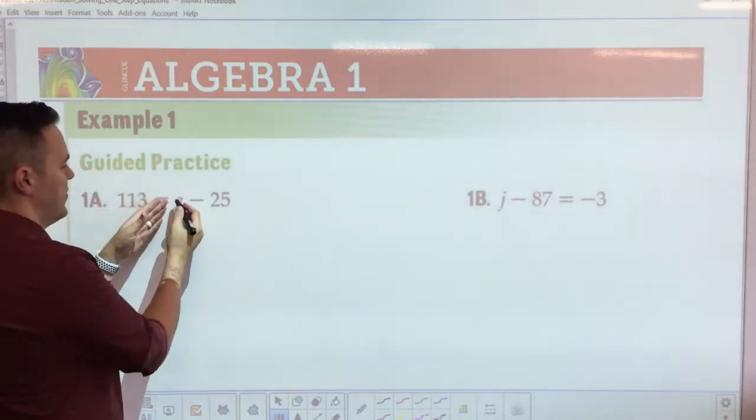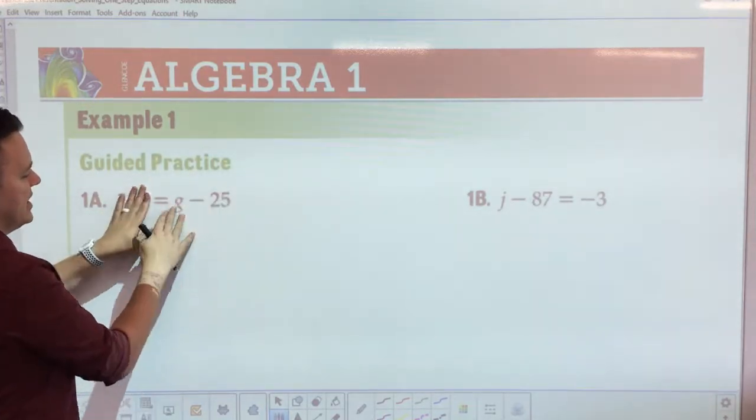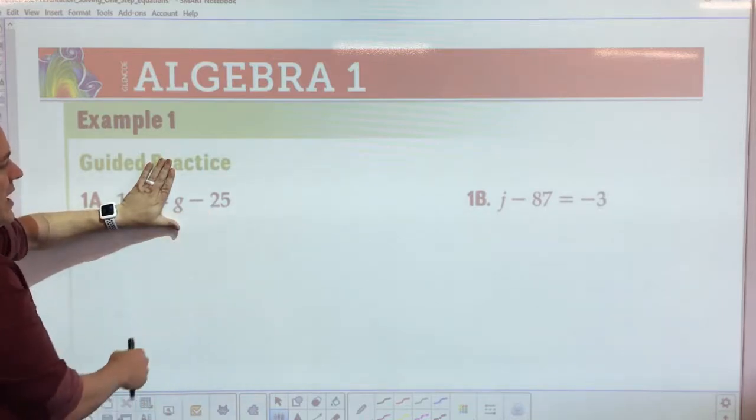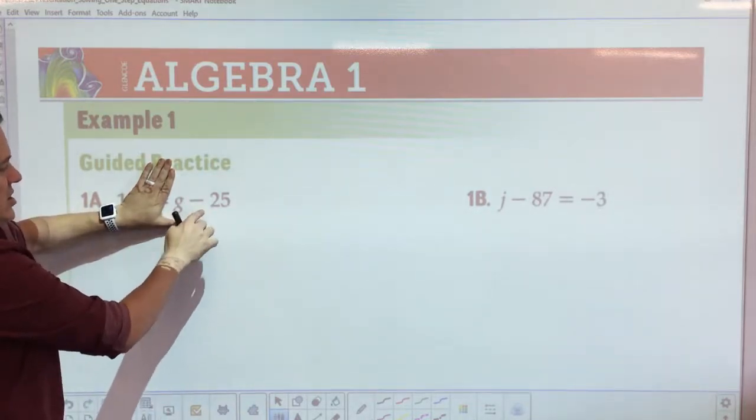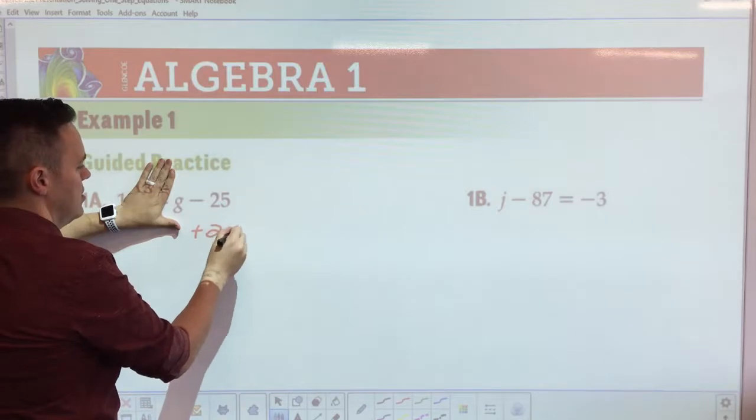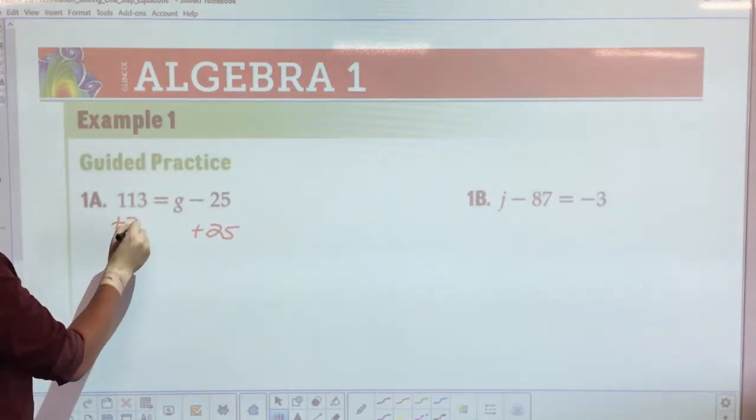All right, we want to get this variable by itself, okay? On this side of the equation, we have g minus 25. What is the opposite of subtraction? It is addition. So we're going to add 25 to both sides.